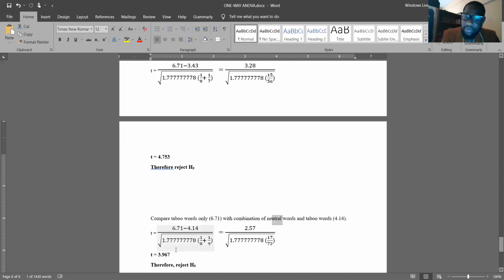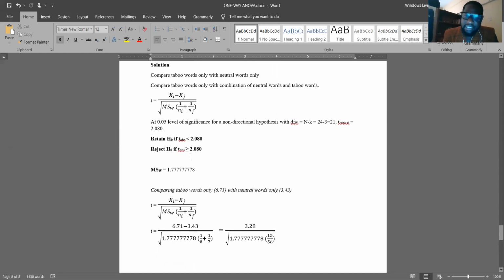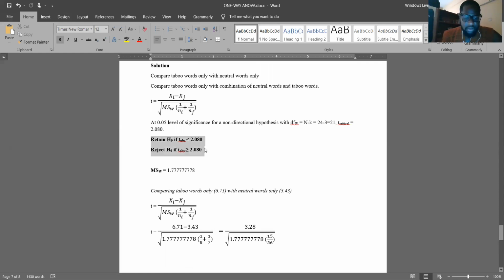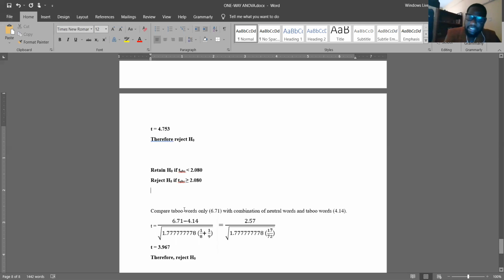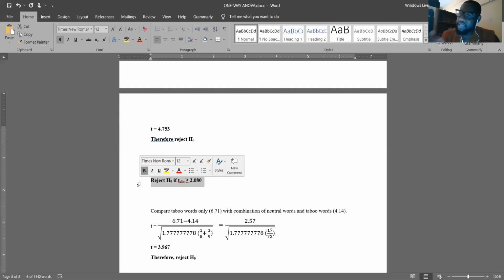And when you calculate, you're supposed to get a t observed value of 3.967. Then afterwards, again, you're supposed to compare this t observed with our decision rule, which is this one. So let me paste it here. You're supposed to compare the protected t observed value here with our decision rule. And you could see that 3.967 is greater than 2.080, meaning that what are we supposed to do? We have to reject H0.